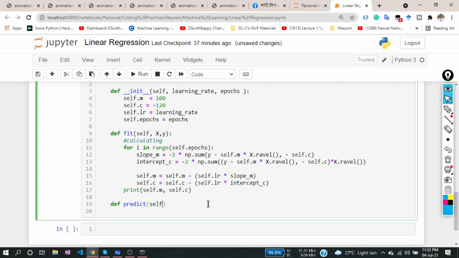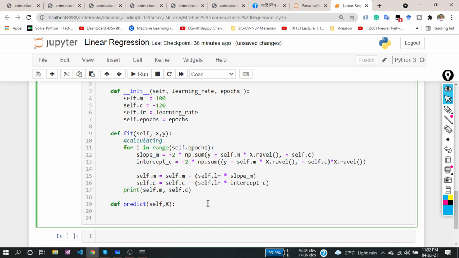Predict, then self. Predict takes just one variable, just the input variable, not the output variable, because you have already trained your model. Now you want to utilize your model to predict on new data, so you keep just one variable, which is your independent variable.